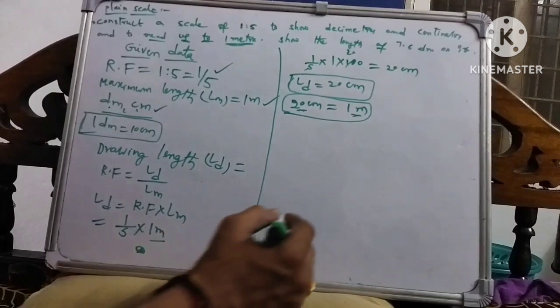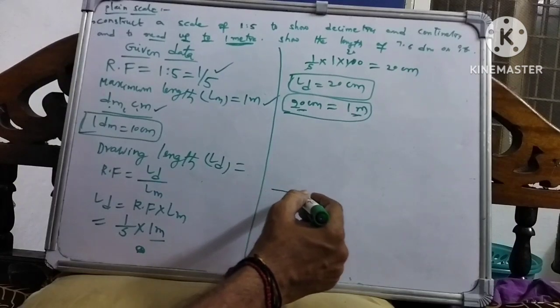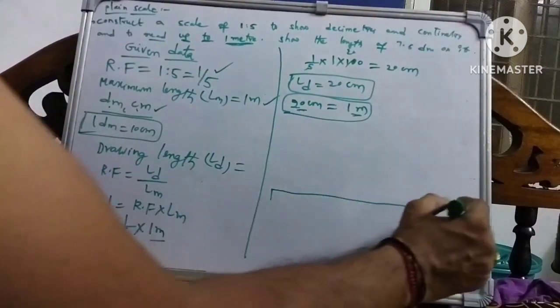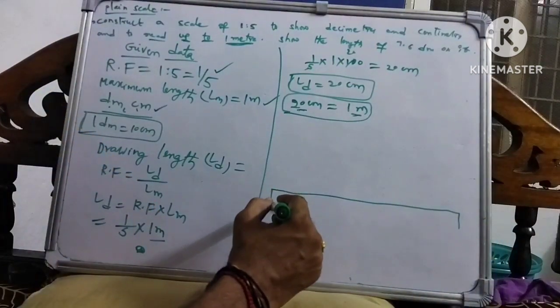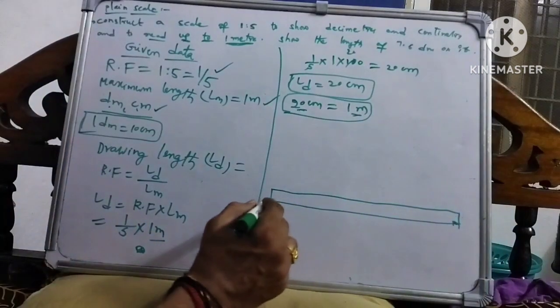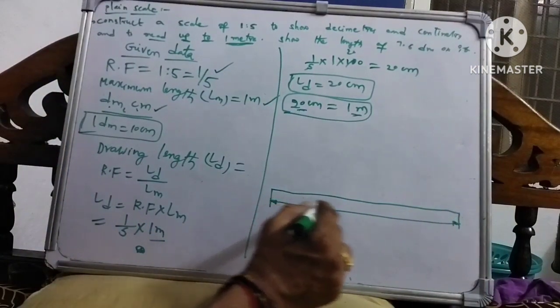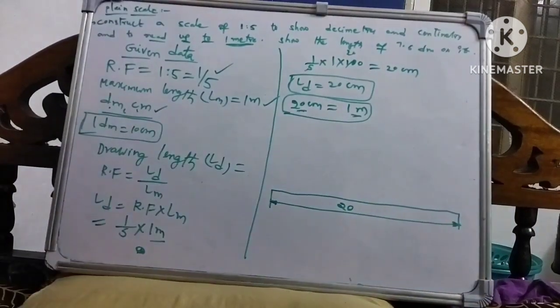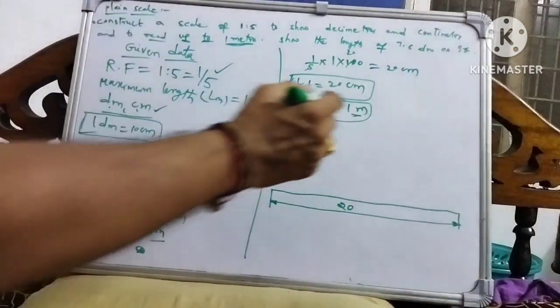To construct a plane scale, first we draw a 20 centimeter drawing line. This is the 20 centimeter line. This is the drawing length. Drawing length is the 20 centimeter line. This 20 centimeter line length is equal to really 1 meter.